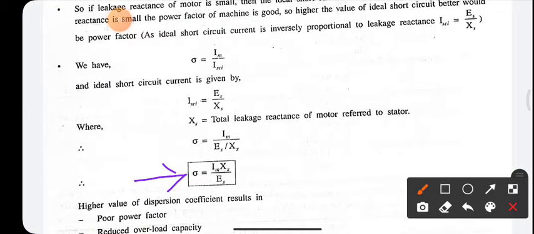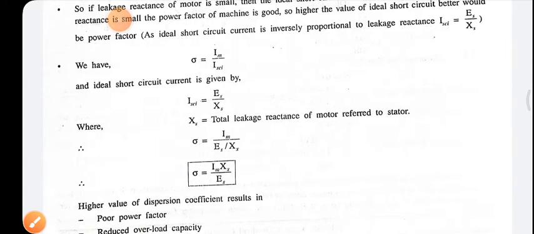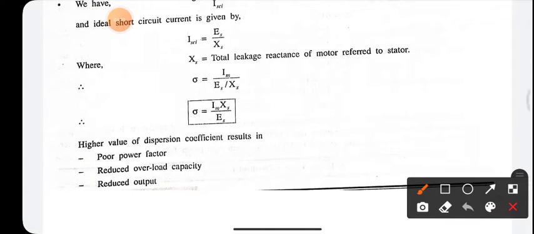sigma is equal to Im Xs upon Es, where Im is the magnetizing current, Xs is the total leakage reactance of the motor referred to the stator side, and Es is the EMF induced per phase of the stator winding. So this is the final equation for the dispersion coefficient. What if the value of the dispersion coefficient is high, how will it affect the performance of the induction motor? It leads to a poor power factor.